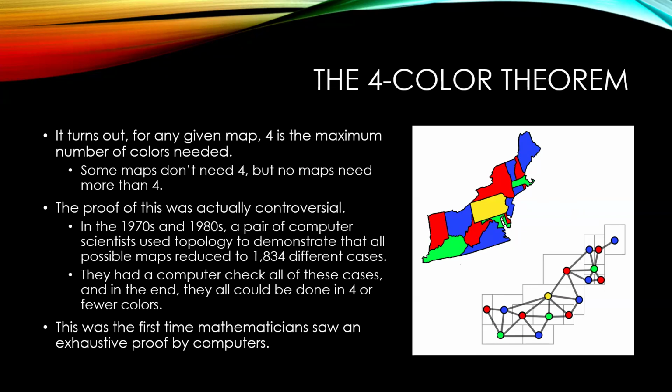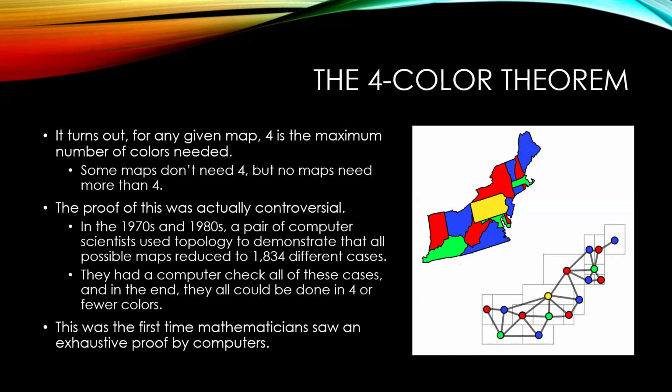And the proof was actually very controversial. In the 1970s and 1980s, a pair of computer scientists used topology to demonstrate that all possible maps reduced to 1,834 different cases. What they did then is they just had a computer check all of these cases. And in the end, they found that you only needed 4 or fewer colors. And so using a little bit of topology and a little bit of graph theory, they were able to plug this information into a computer and get the answer.